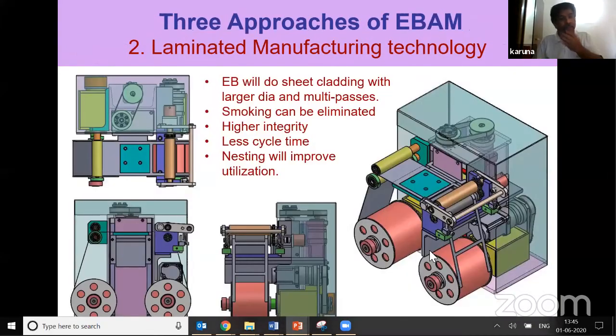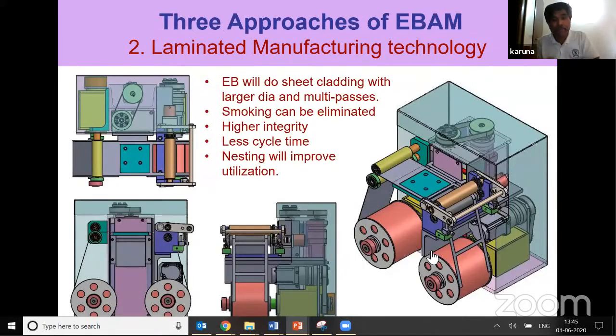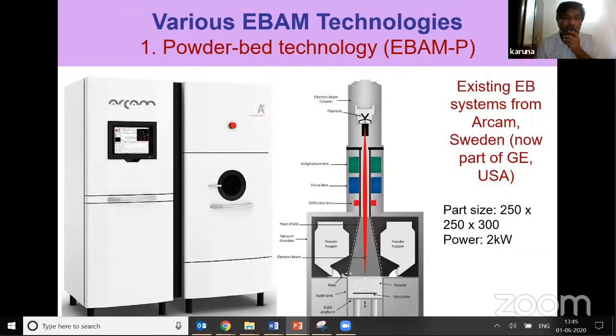So this is how it works. But as I said, when the electron beam comes and hits the particle, the electrons remain there. So the particles tend to repel each other and they explode. So to avoid that, people use a lot of support material.